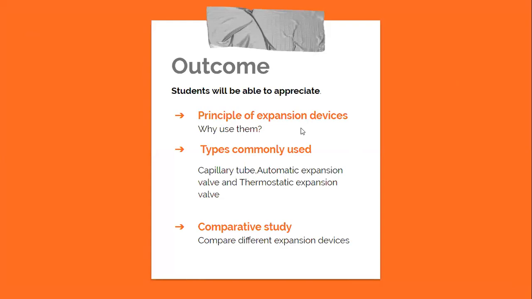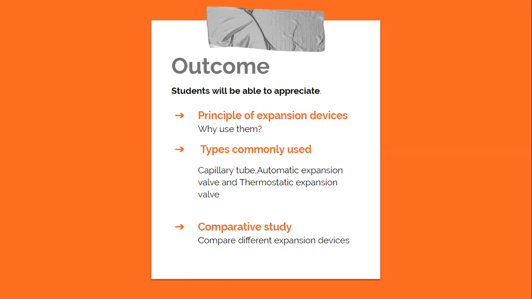The commonly used expansion devices which you see in the market, namely the capillary tube, automatic expansion valve, and thermostatic expansion valve, would be explained in brief. There is also one more valve which is found in the market, namely the float valve, that I will just touch upon. And then we would understand when a particular expansion device is used in the market for a particular application. That is the objective.